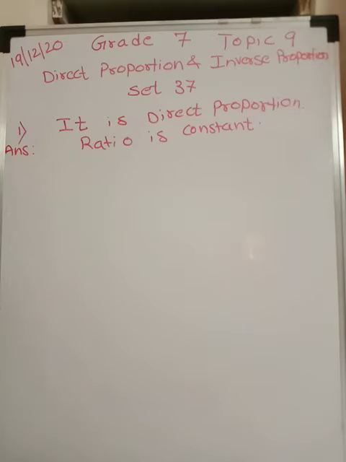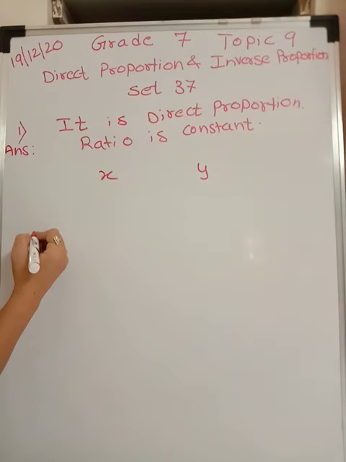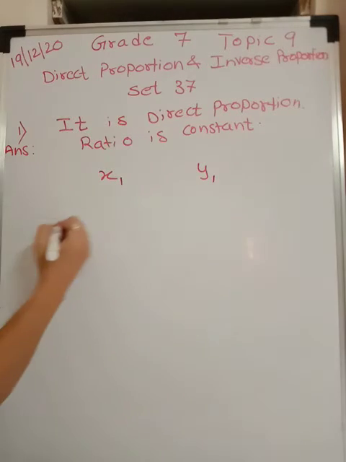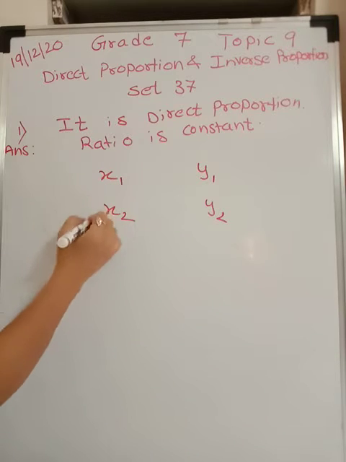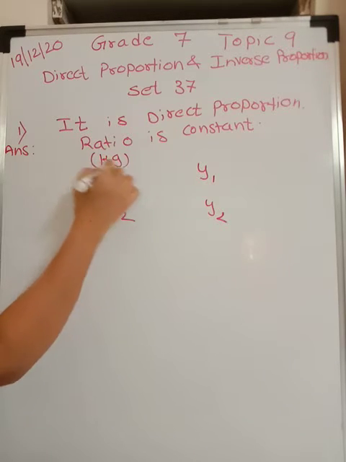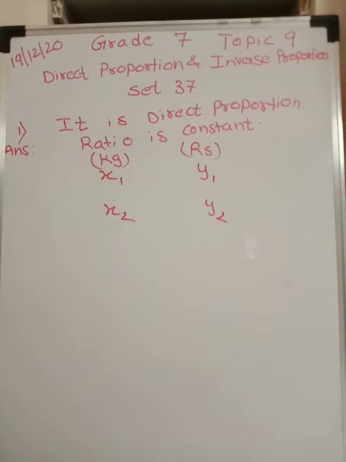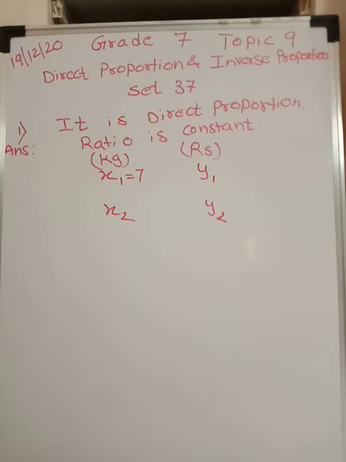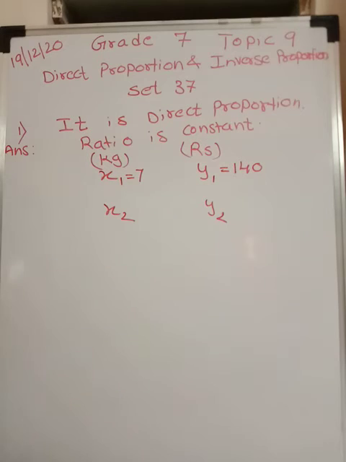Alright. Let us take for example x and y. These are the two. So x1 and y1 we can say, and x2 and y2. x1 and x2 are kgs of onion, and y1 and y2 are rupees. These are the two quantities. Now we will substitute 7 kgs of onion. x1 is how much? 7. If x1 is 7, it costs 140 rupees. Are you understanding me?